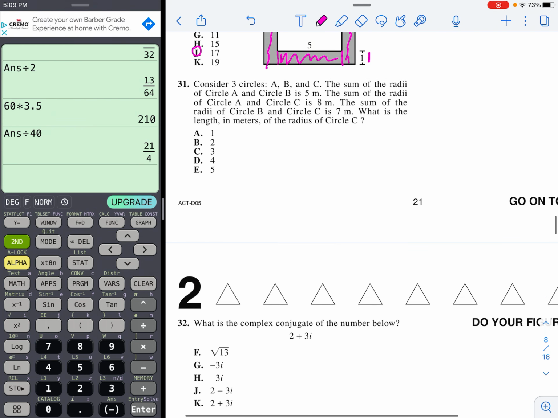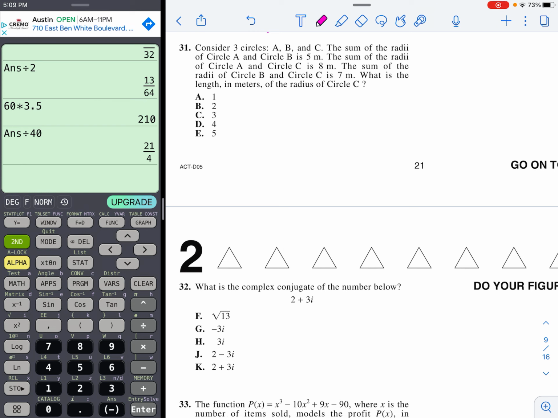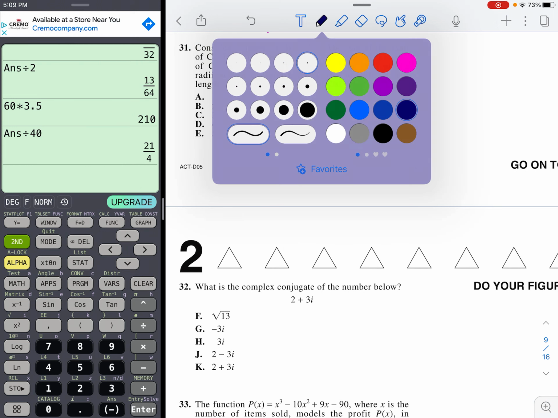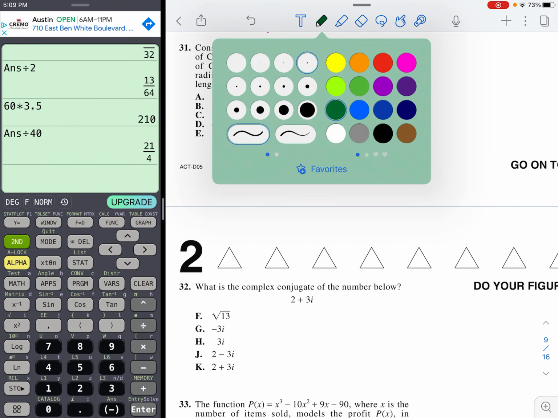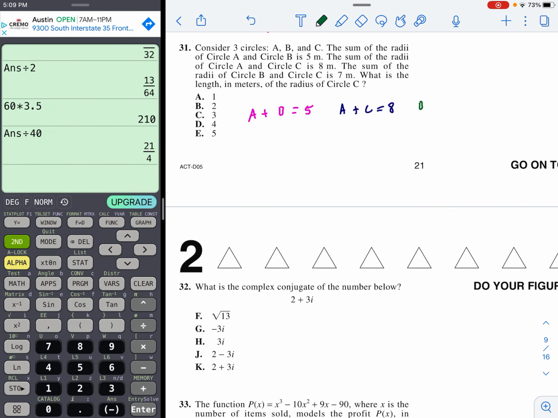Question 31. Consider 3 circles A, B, and C. The sum of the radii of those circles is 5 meters, okay? So A plus B equals 5. The sum of the radii of A and C is 8, so A plus C equals 8. And finally, the sum of B plus C is 7. Find C. So they've given us 3 equations, 3 variables. We can solve this in a system.